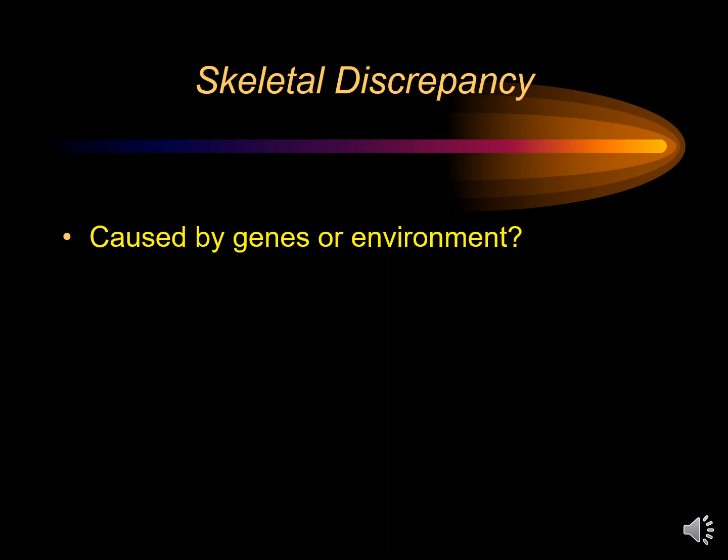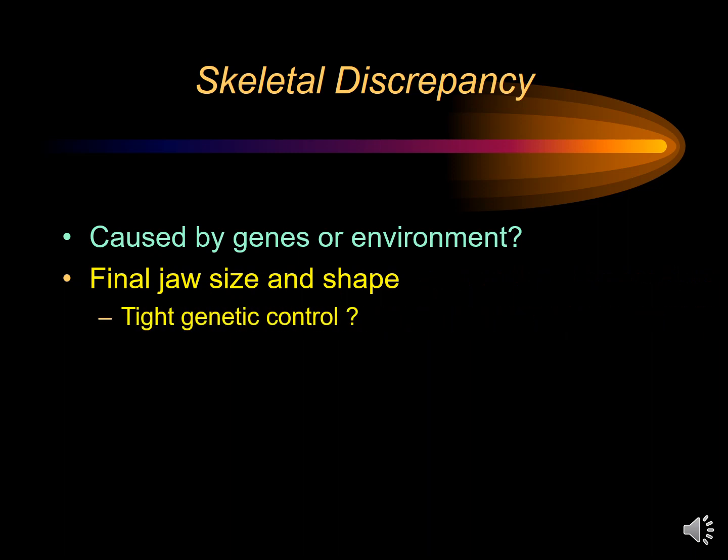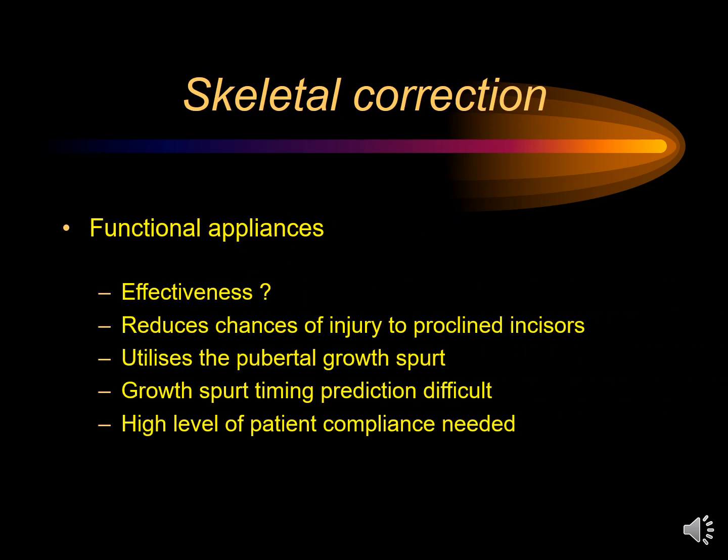Skeletal discrepancies. Are they caused by the genes or environment? The final jaw size and shape is believed to be in tight genetic control, but the question arises whether growth can be modified. Functional appliances, as I said, since growth is under tight genetic control, whether these appliances are effective is a debatable issue. But there may still be benefits to using functional appliances as this reduces chances of injury to proclined incisors.